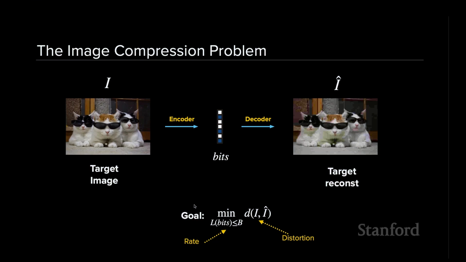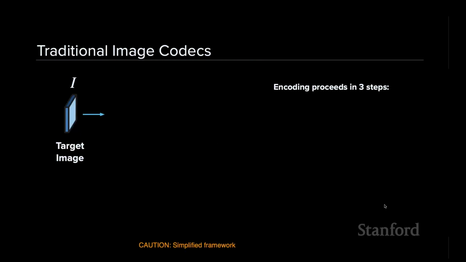And the goal really is to do this RD optimization, right? So you want to minimize the distortion between the original image and the reconstructed image, given some constraint on the rate, which is just that the length of this bit stream should be less than or equal to B. So this is what you really want to achieve at the end of the day.